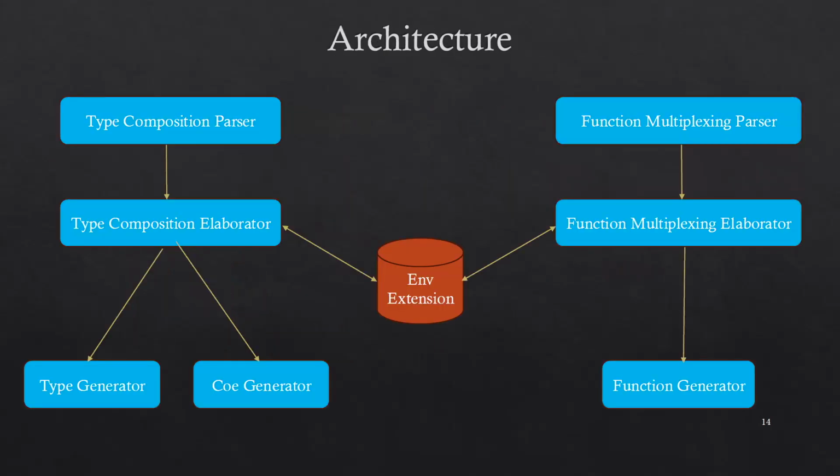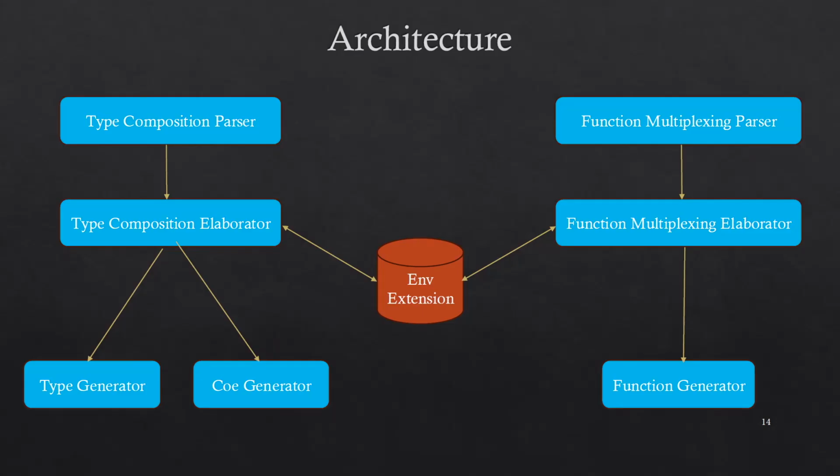The implementation is mainly just leveraging the metaprogramming facilities in Lean. We have a parser for the extended syntax for type composition and function multiplexing, and elaborators for both. We need to keep track of which definitions have been composed or multiplexed in case we use them later on, so we have an environment extension in Lean for this. And then we have the generators for composed types, coercion operators, and the function generator for multiplexed functions.